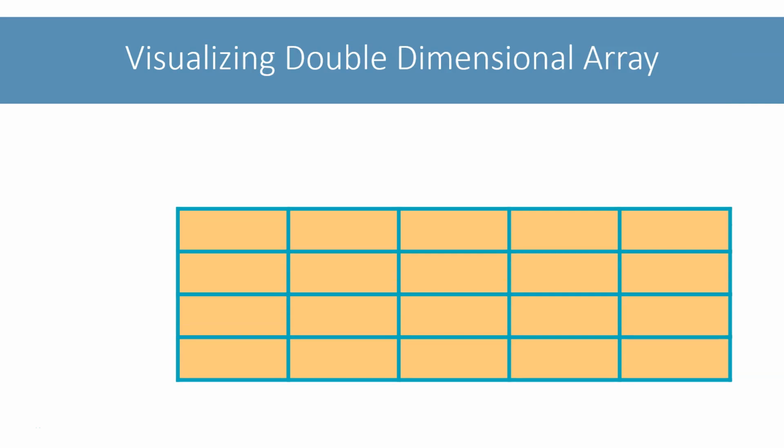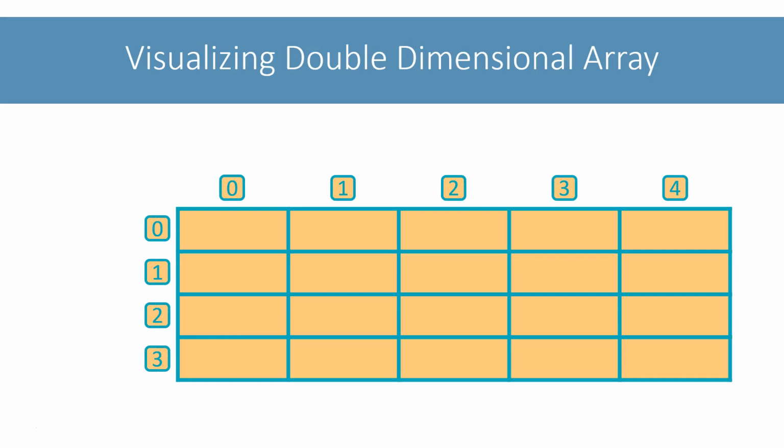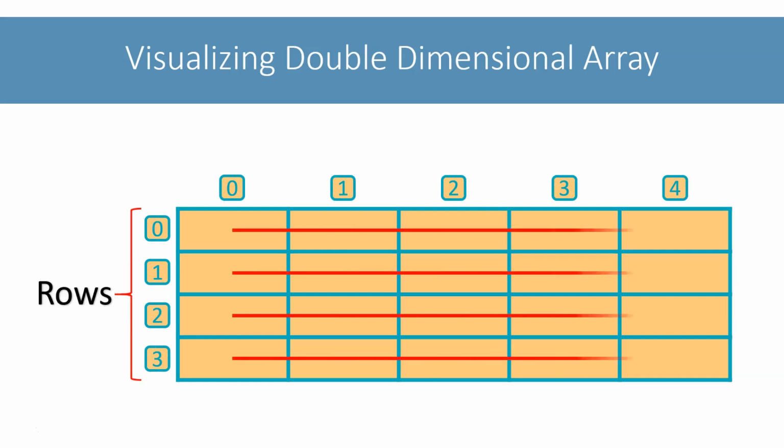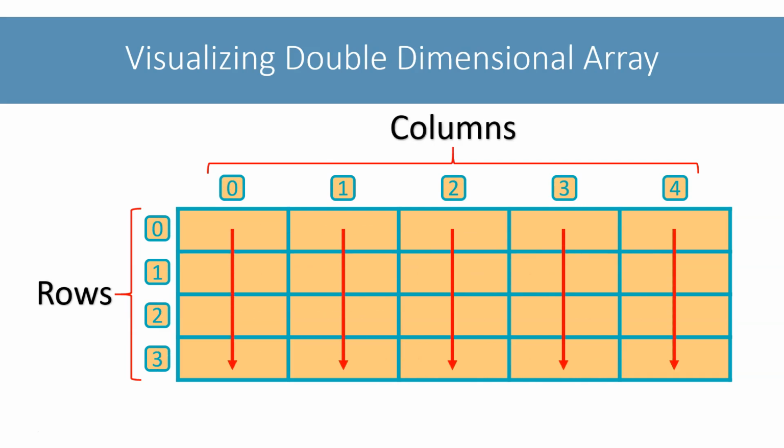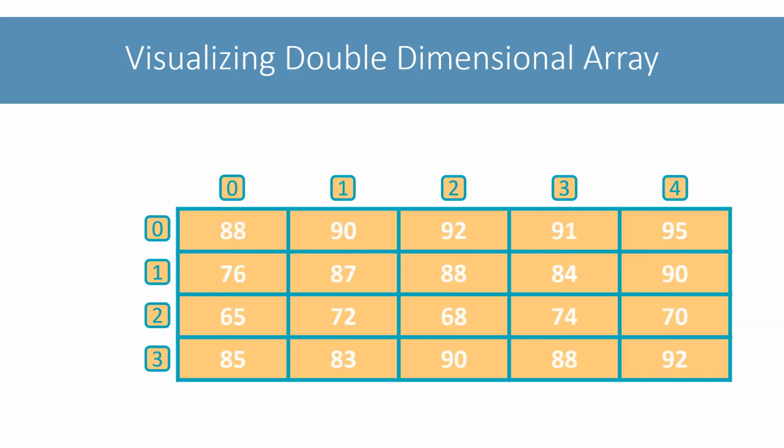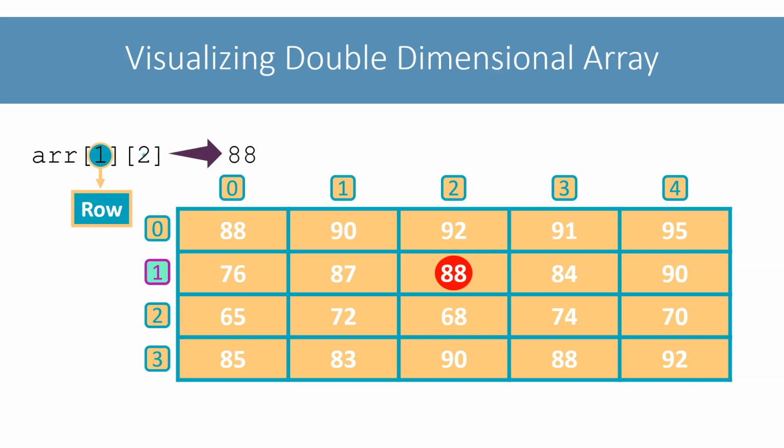In a double-dimensional array, we need two subscripts to refer to an element within the array. First one is for the number of rows, and second one is for the number of columns. For example, if this 2D array contains these elements, then I can access this element using two subscripts like this, where ARR is the name of the array variable. This first subscript is the row, and this second subscript is the column.